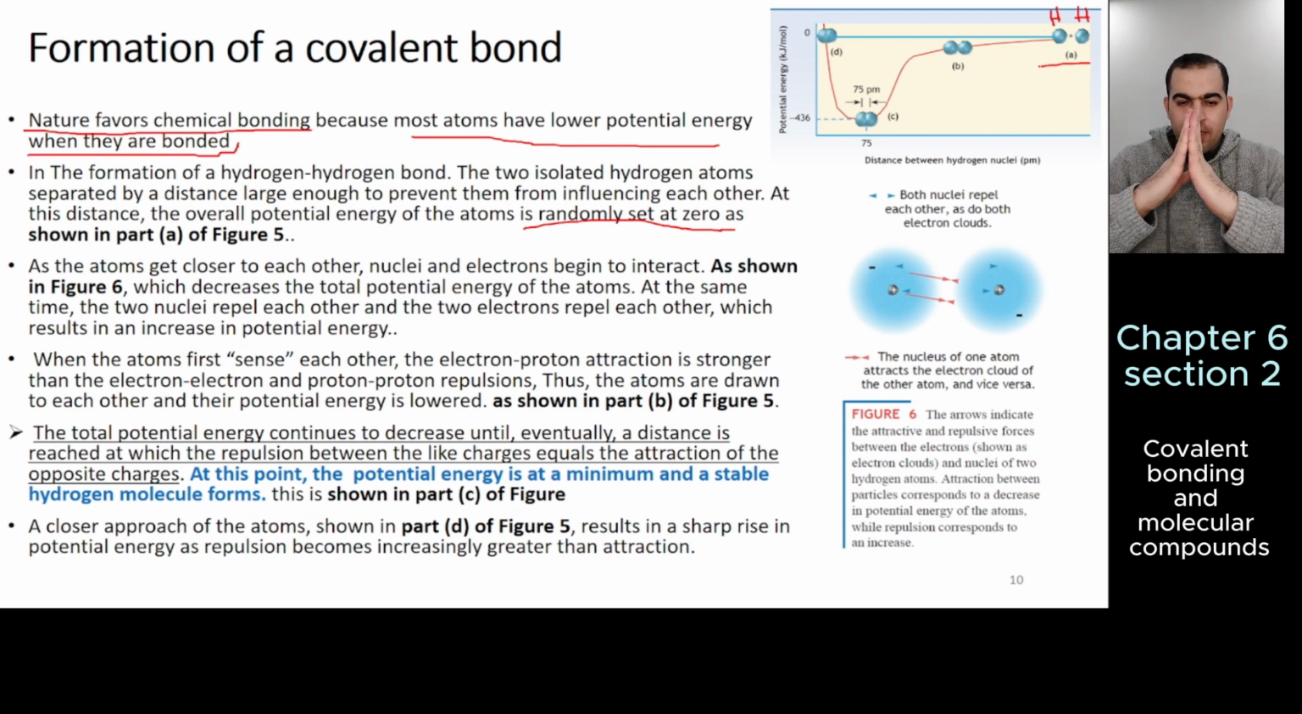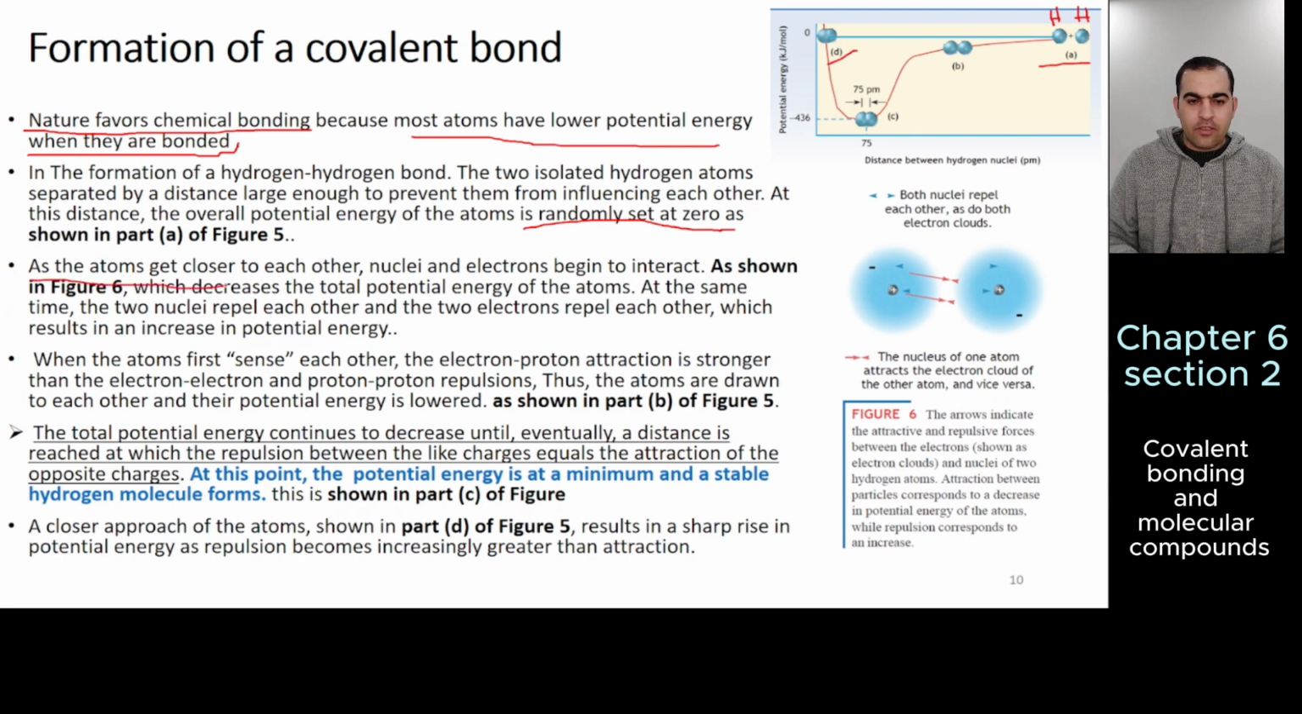So when they're far, they don't affect each other, they don't influence each other, and we set their potential energy randomly at zero. Okay, we say that their potential energy is zero at the beginning. What happens? As atoms get closer to each other, because they like to bond, they get closer to each other. Okay?